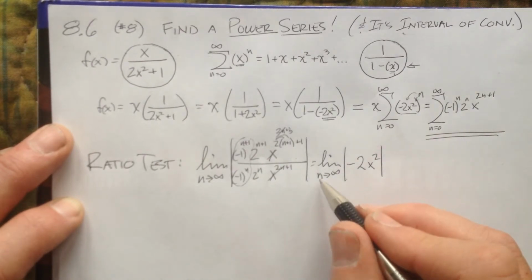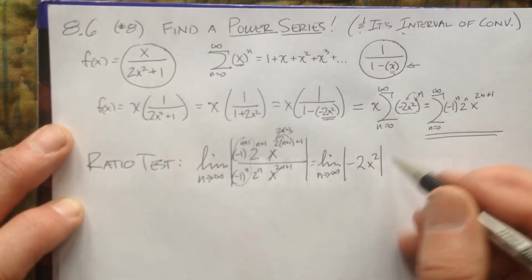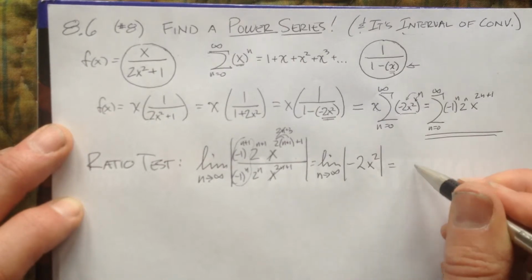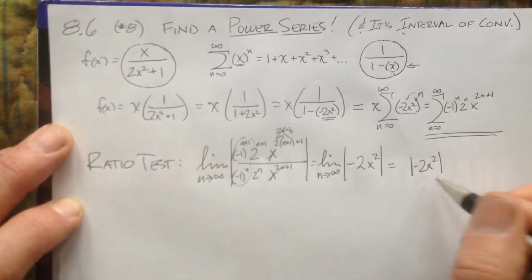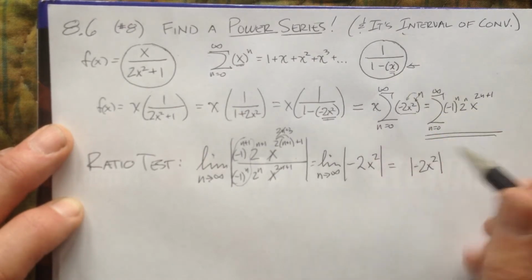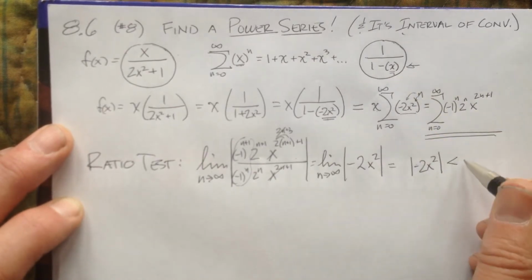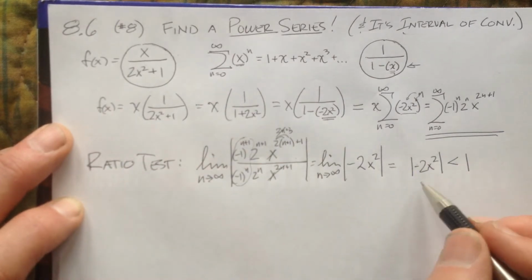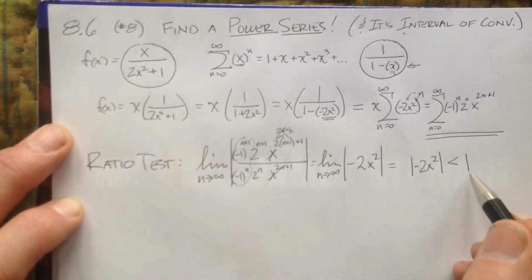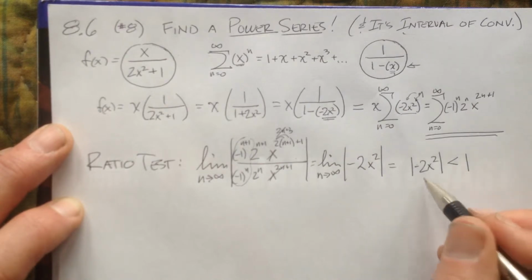And the limit, as n goes to infinity, there are no n's in there. So this just gives me the absolute value of negative 2x squared. And that's going to give me my radius of convergence that I know will be less than 1. The ratio test will tell you that something will converge when that is less than 1. So when does this happen?